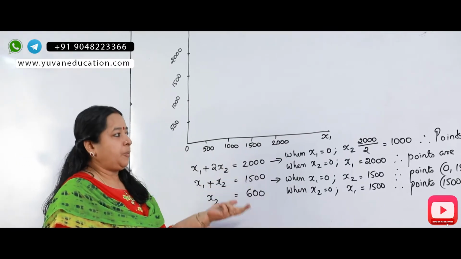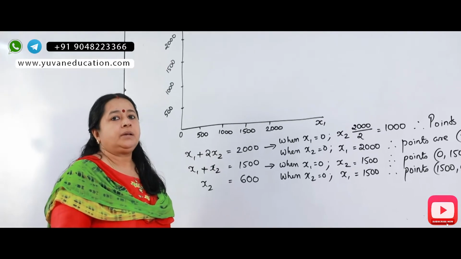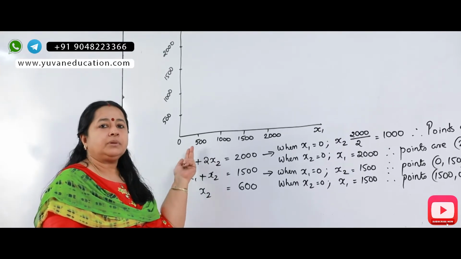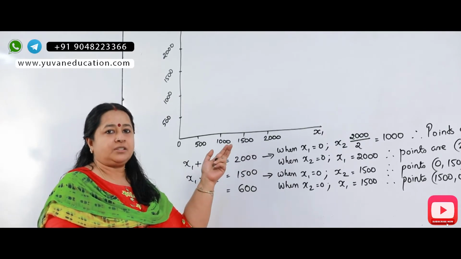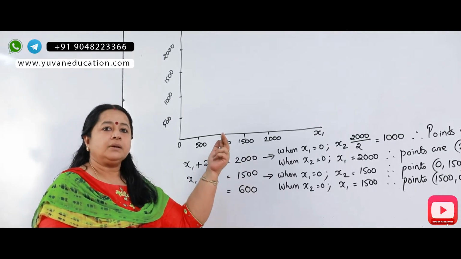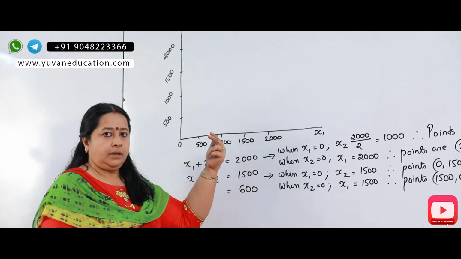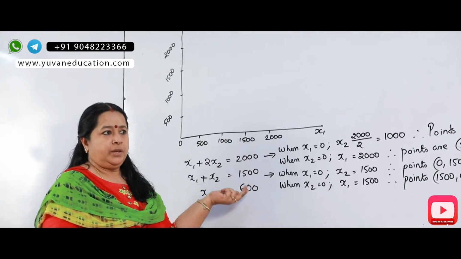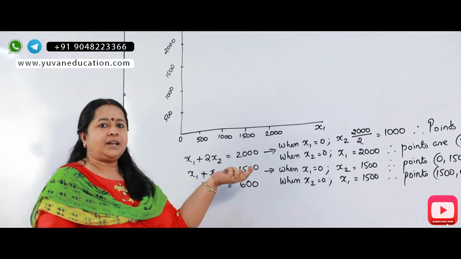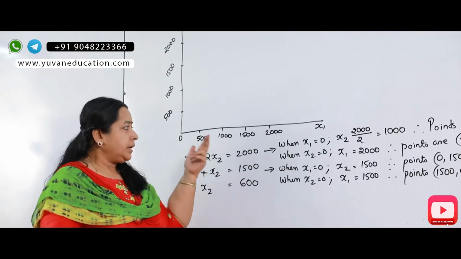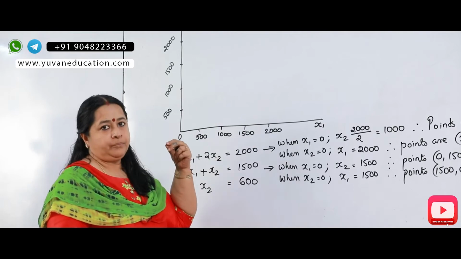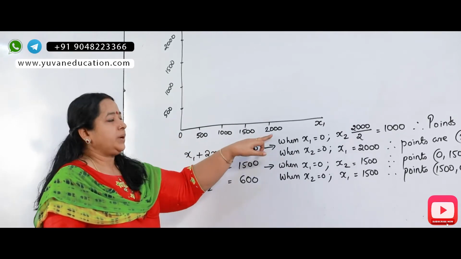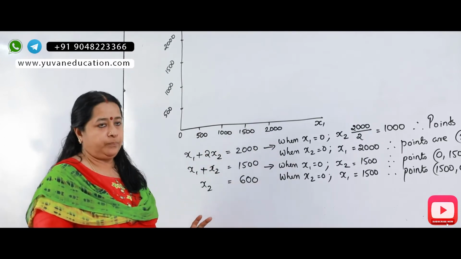If the points are very low, that is below 100, then you can put points according to this: 0, 20, 40, 60 like that. Or if it is below 50, you can start with 10, 20, 30, 40 like that. Here it is a very high figure, so we are taking 500, 1,000, 1,500, 2,000, that's enough.